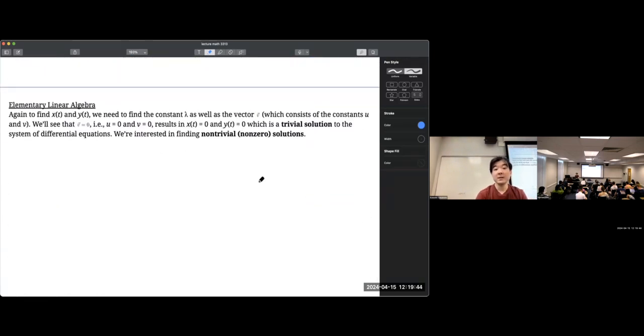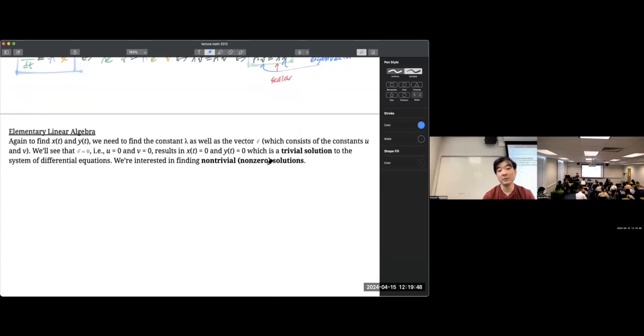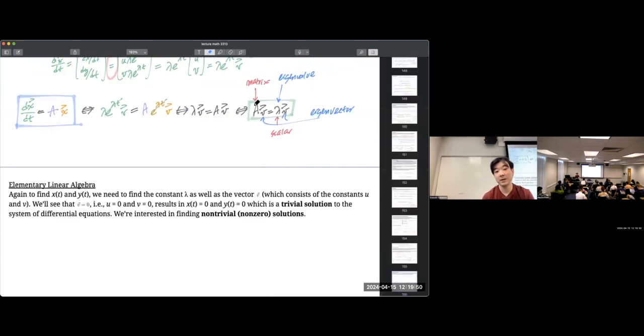Okay, so let's take this equation we just wrote. Let's just copy this equation.